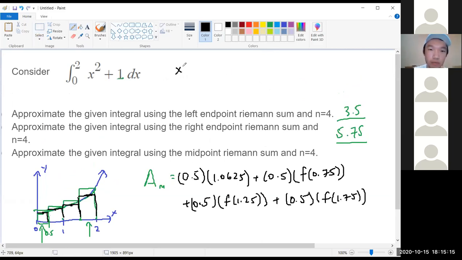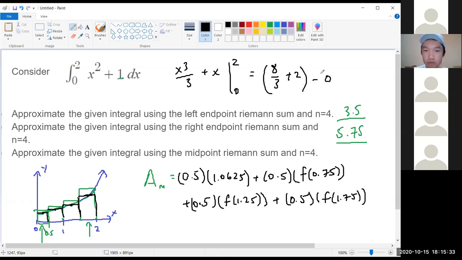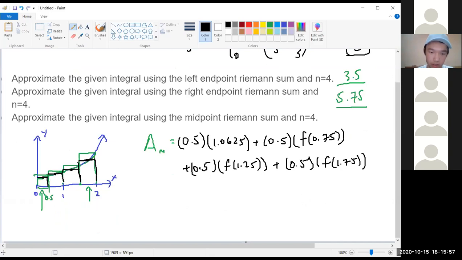Integrating would give you x to the third over 3 plus x, evaluated from 0 to 2. So this would be 8 over 3 plus 2 minus 0. So yeah, I don't know what that is. 6 over 3, which is 14 over 3. So this is the actual value of the definite integral, which should be close to these values or should be in between these values, which you can use as reference. Okay. All right. So that's our example.